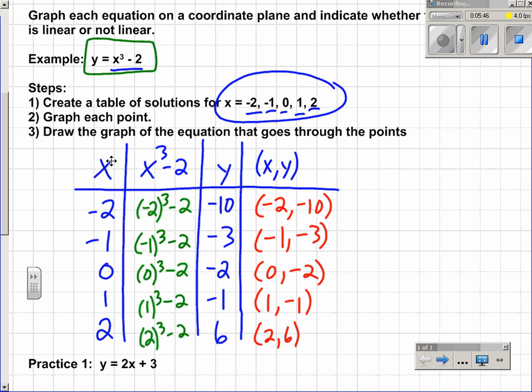All we have to do is set up a coordinate plane over here. Here's our x-axis, there's our y-axis. I'm going to make maybe 10 or so of these.